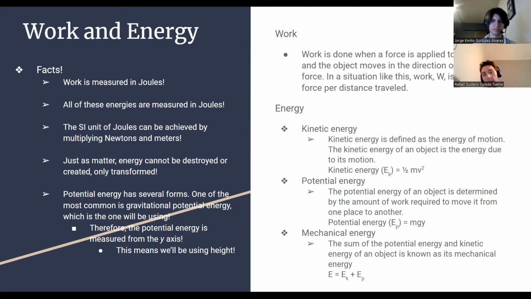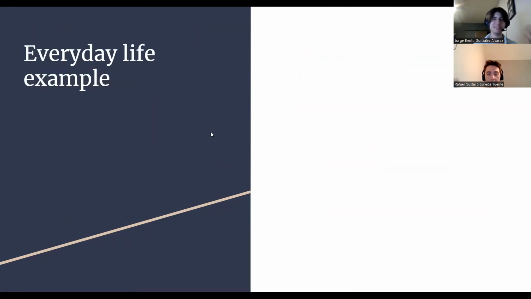Some facts that we found: work is measured in joules, as are all the energies. The unit joule can be obtained by multiplying newtons times meters. Just as matter, energy cannot be destroyed or created. Potential energy has several forms. One of the most common is gravitational potential energy, which is the one we will be using. Therefore, the potential energy is measured from the y-axis. Now we'll show you an everyday life example.